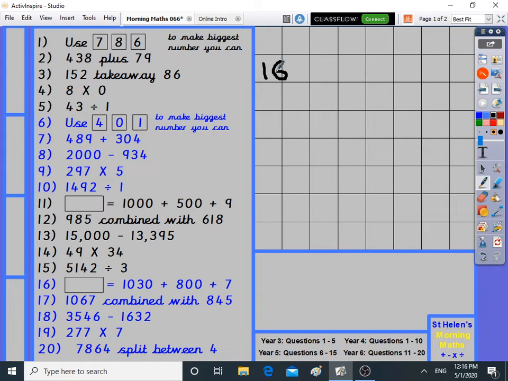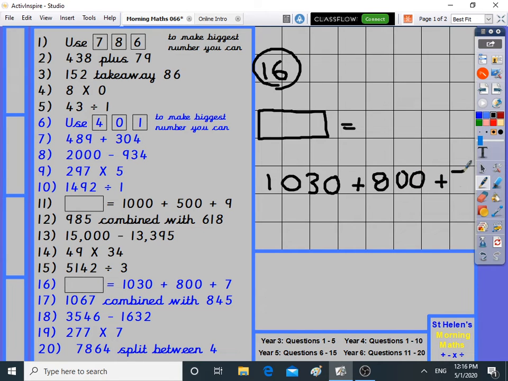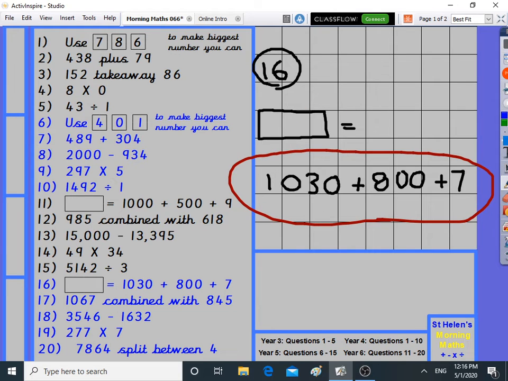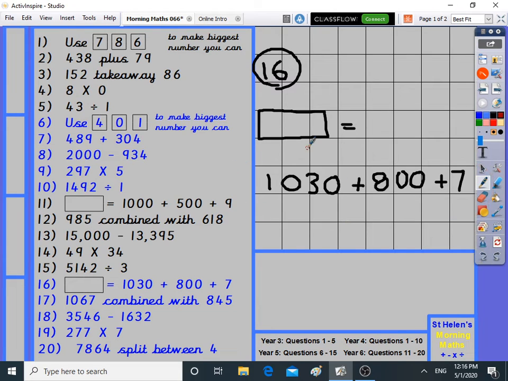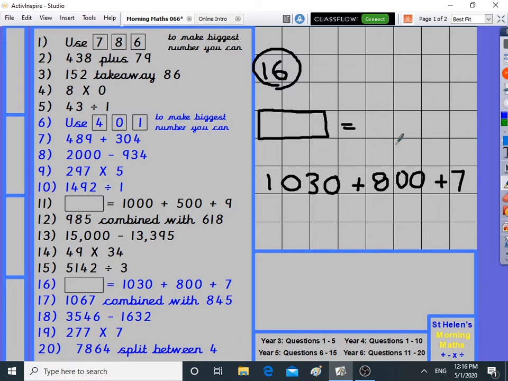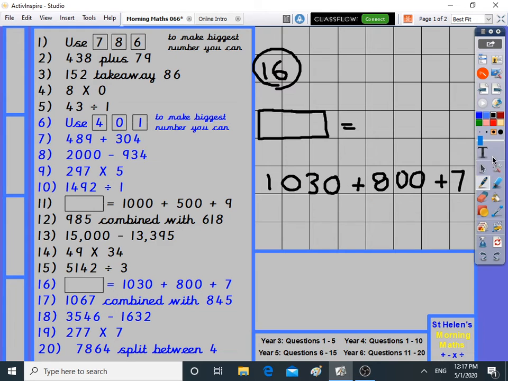Number 16 is what I call answer box at the front question. You've got an answer box here, equals 1,030 plus 800 plus 7. So if you look at the question, there's nothing wrong with the question, it's all there. What's missing is the answer. They just put the answer box at the front. When I say they, it was me, because I made up the flip chart, didn't I? But I just put the answer box at the front to try and trick you. So really you just have to put these together.